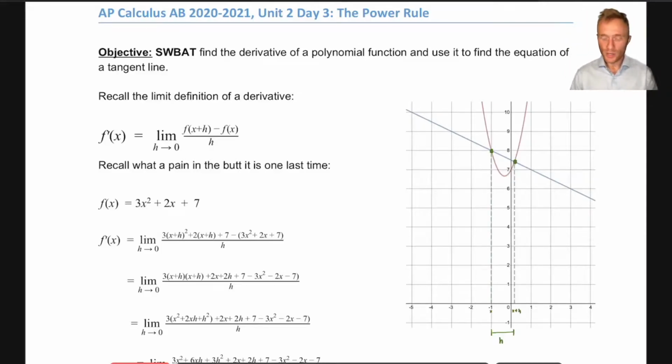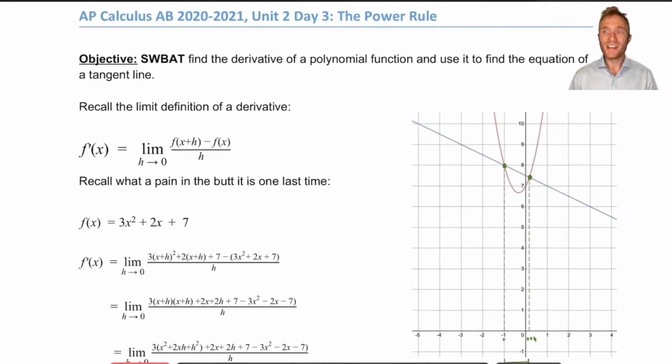All right, here we go. Unit 2, Day 3, the power rule. By the end of today, you are going to be able to find the derivative of any polynomial function like that. Something like 5x cubed minus 4x squared plus 2x plus 7, you will have the derivative of that in under 5 seconds.